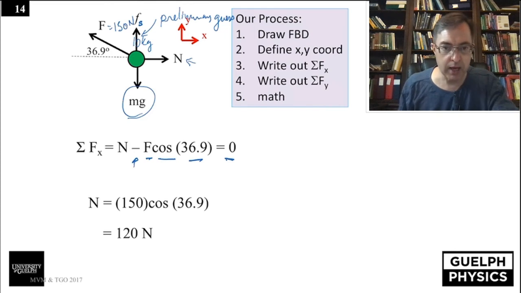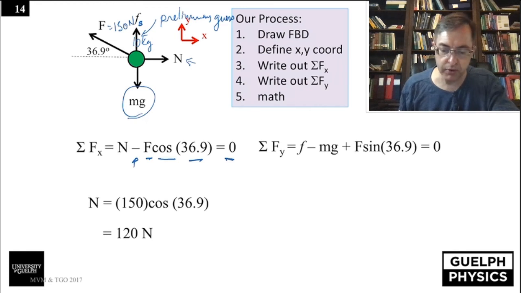Then along y, we have the friction force, gravity, and the y component of the applied force. Actually, it might not be static friction, so I shouldn't write that. We have gravity pointing downwards, and the upwards-pointing y component of the applied force, which is positive F sine 36.9, summing up to give you 0. So I can then solve for F.